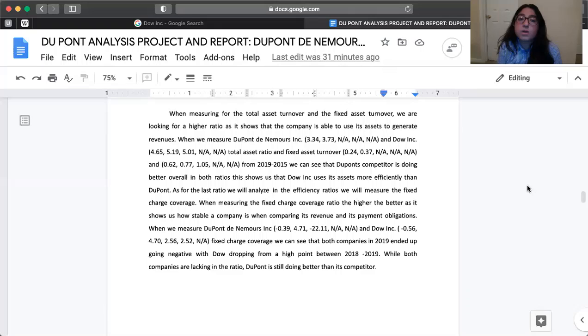When we measure DuPont and Dow's fixed charge coverage, we can see that both companies in 2019 ended up going negative, with Dow dropping from a high point between the years 2018 to 2019. While both companies are lacking in the ratio, DuPont is still doing better than Dow.